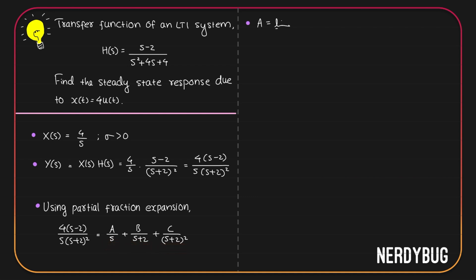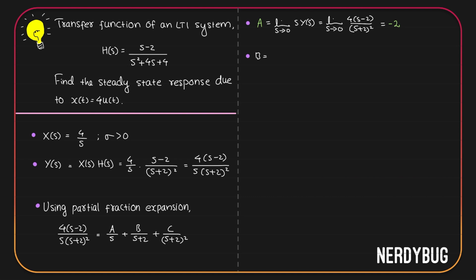A will be equal to limit s tends to, the pole corresponding to a is 0, s multiplied by y of s. So that will be limit s tends to 0, 4 into s minus 2 divided by s plus 2 whole square. If you give s equal to 0, this becomes minus 2.